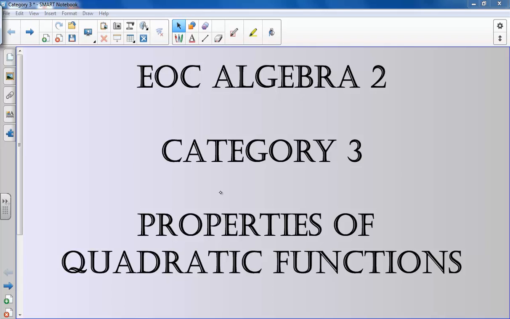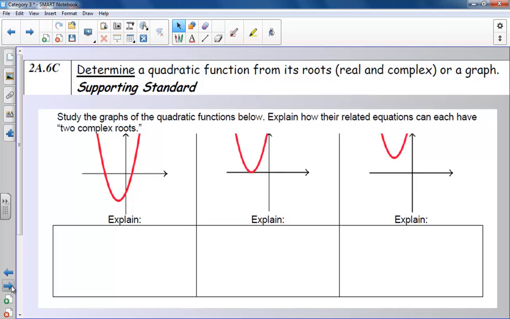Okay, category 3. This is going to be the most heavily tested category. So 12 out of your 60 questions will come out of category 3. On the bright side, we've covered a lot in category 3 in class. It's kind of why we've been so heavy on that. So this is all the properties of quadratic functions. So I'm going to start with supporting standards.